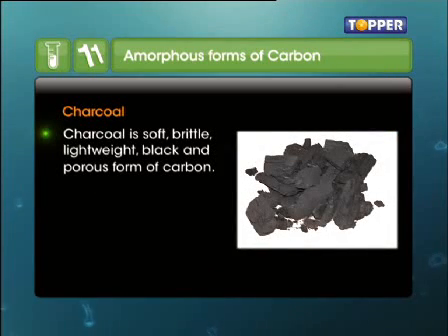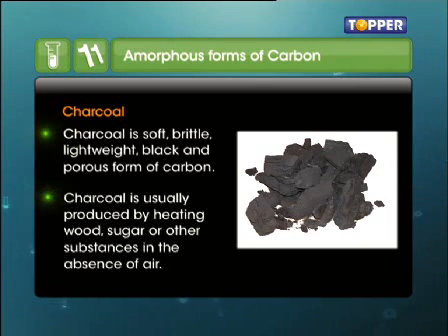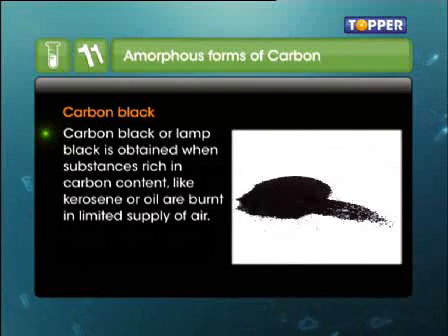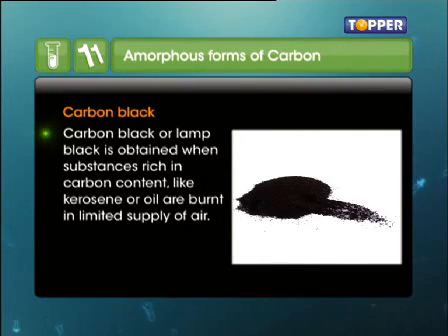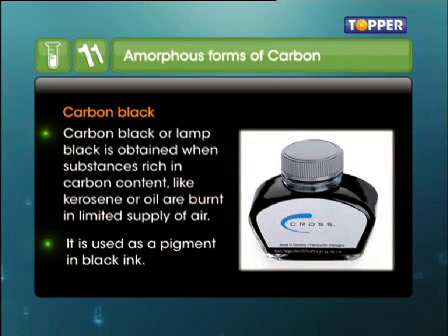Charcoal is soft, brittle, lightweight, black and porous form of carbon. Charcoal is usually produced by heating wood, sugar or other substances in the absence of air. Carbon black or lamp black is obtained when substances rich in carbon content like kerosene or oil are burnt in limited supply of air. It is used as a pigment in black ink.